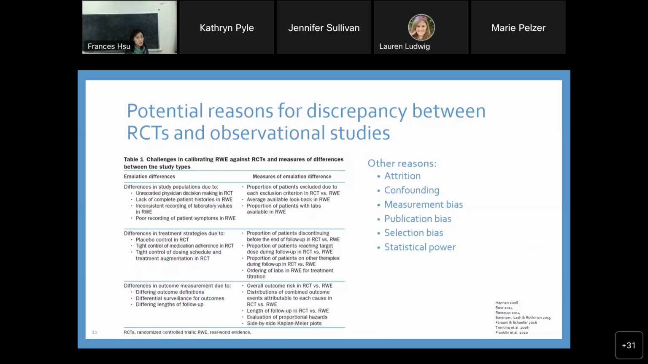And lastly, there could be differences in outcome measurement that could be affected by amount of missingness and length of follow-up. Additional potential reasons include unadjusted confounding, bias in observational studies, publication bias where null findings are less likely to be published, and selection bias.